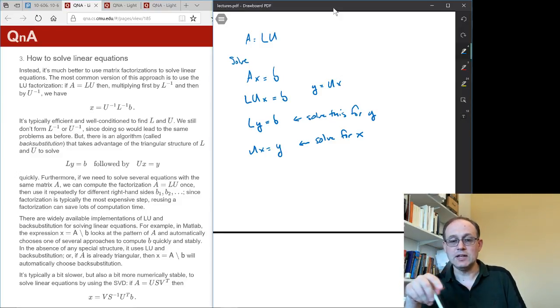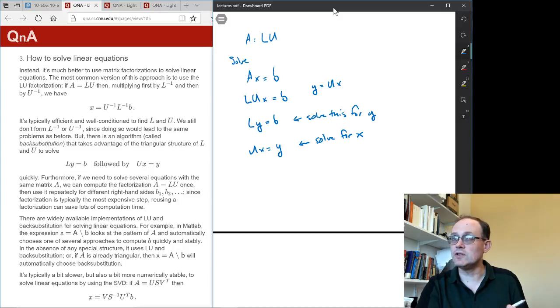And you can write essentially the same thing for a singular value decomposition, except that there are 3 steps. You first have to solve V transpose and then S and then U, in order to use the SVD to solve some equations.